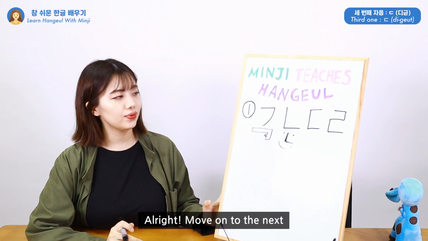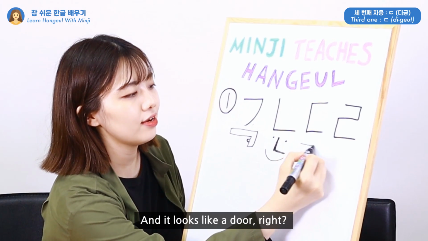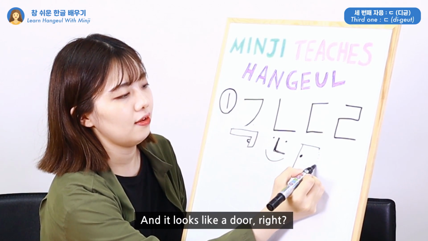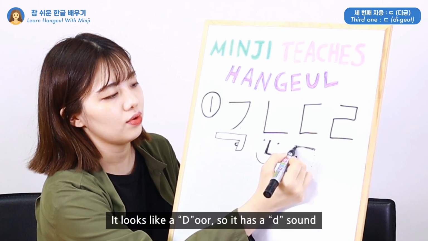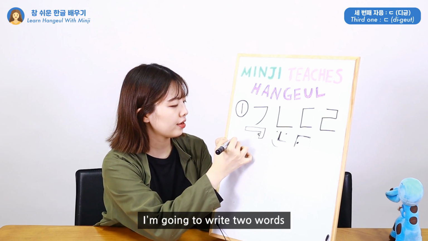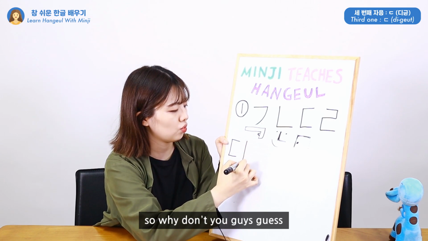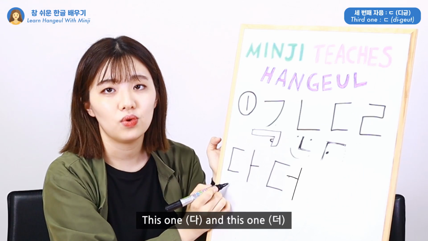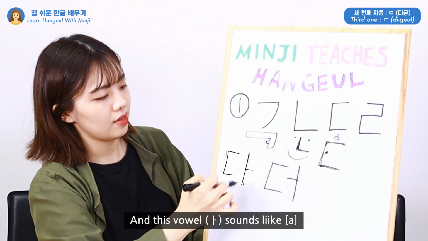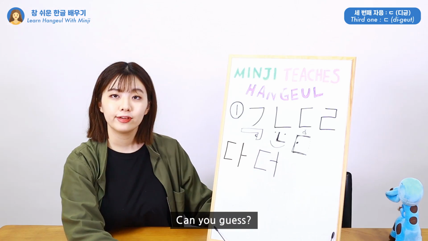Alright, and move on to the next, our 3rd consonant, di-geut. And it looks like a door, right? It looks like a door, so it has a da sound. I'm gonna write 2 words using 2 vowels that we've just learned. So why don't you guys guess? This one and this one. That sounds like D, and this vowel sounds like A. This vowel sounds like O. Can you guess?